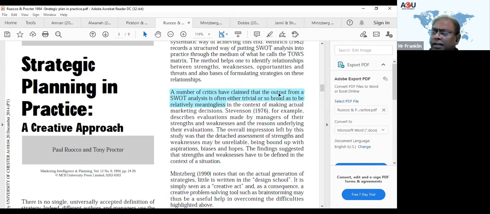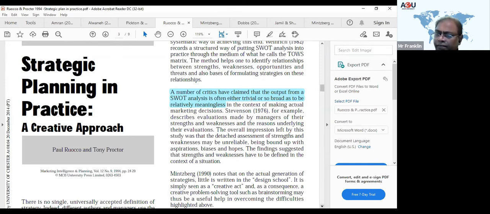Don't use the word output; you have to rephrase it. The result from a SWOT analysis is very trivial, so find another word for trivial, and broad, so it is actually meaningless. That means two people have told you that SWOT is not good enough for you to come up with strategies. So you can quote that line.